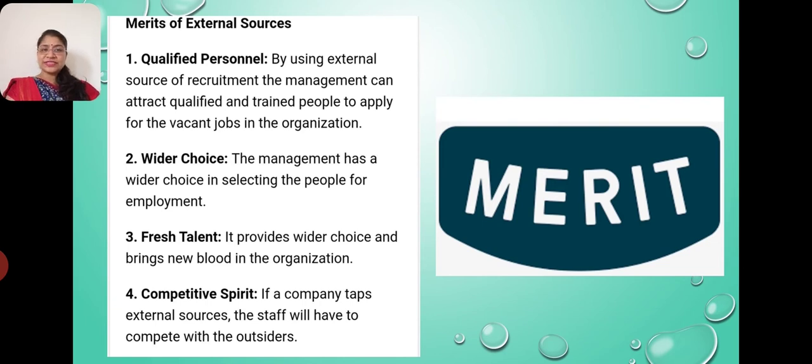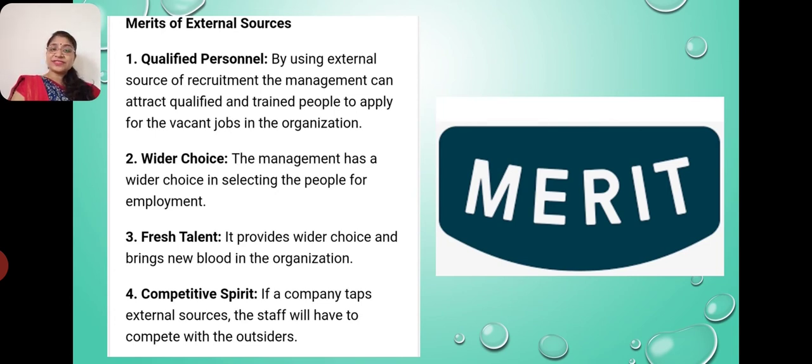Wider choice is there because n number of applications will be provided, so we can choose the candidate as per our requirement. Fresh talent will be there because the new person comes from outside the organization, an external source, so new blood will be joining the organization, and we'll get new talent, new creativity, new innovations and all these things.